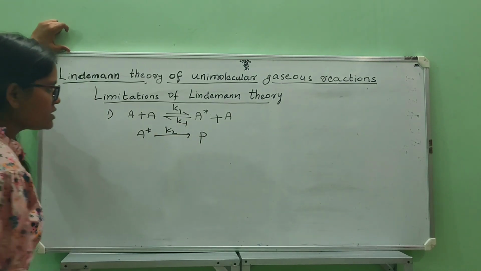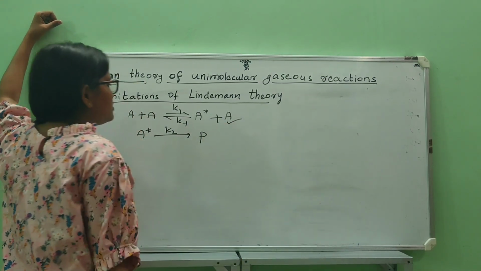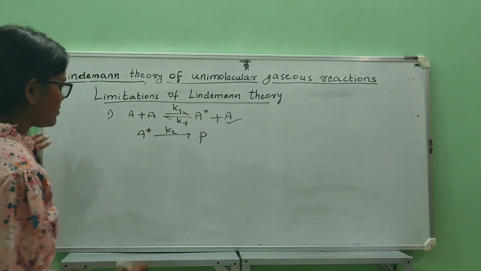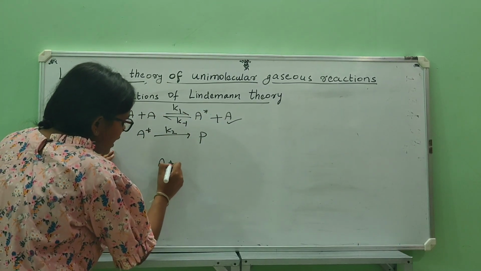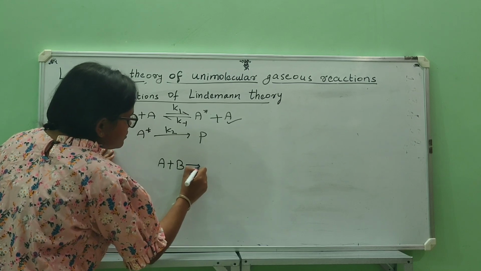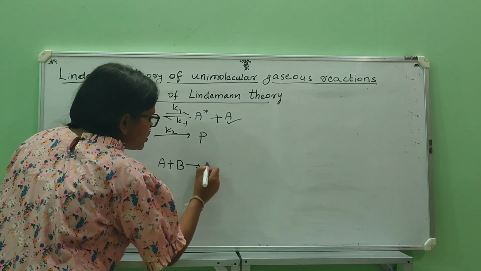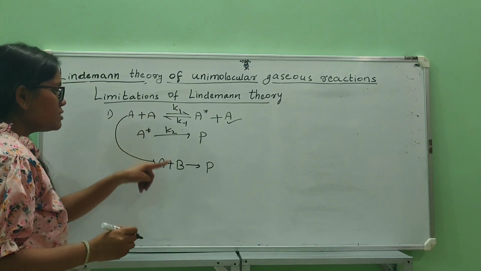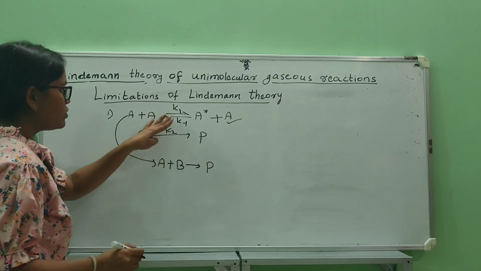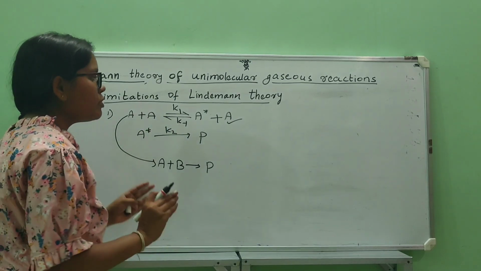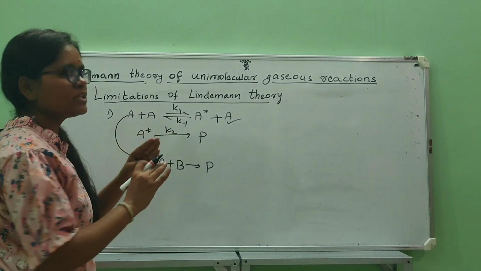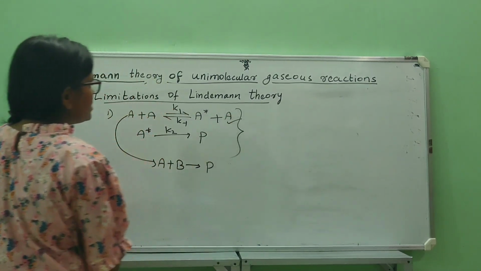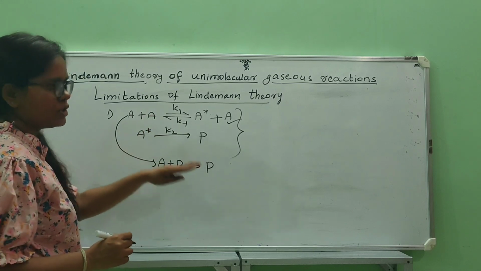So many scientists said that this first step is not appropriate because they considered this step as a bimolecular step. I already told you that a bimolecular reaction is a reaction in which two molecules are involved to give the product. So scientists said that this step is similar to a bimolecular step but not unimolecular. For any unimolecular reaction, all the steps in the reaction should be unimolecular. So this is the first limitation of Lindemann theory, that all the steps are not unimolecular.